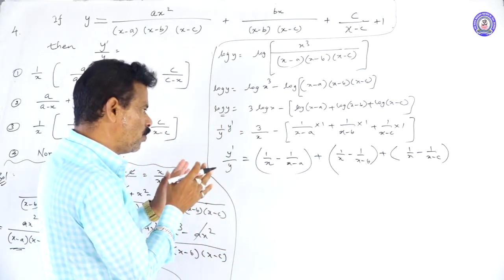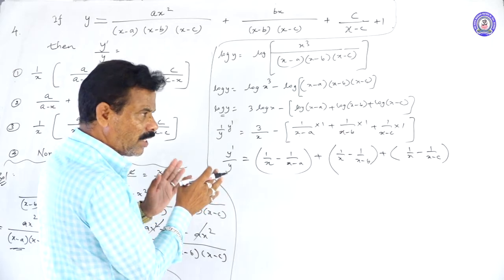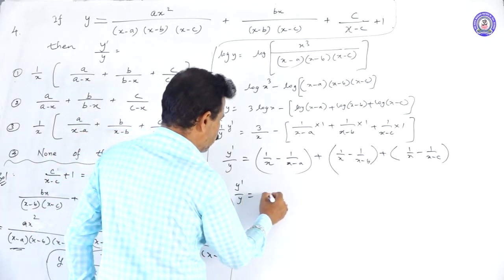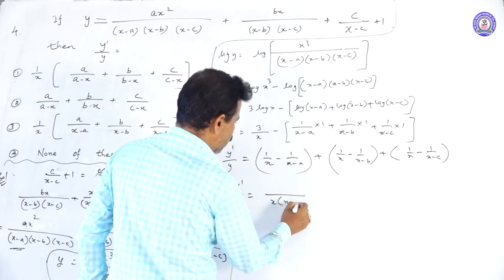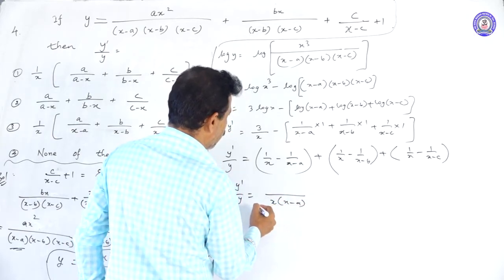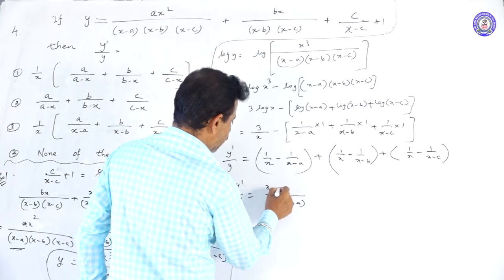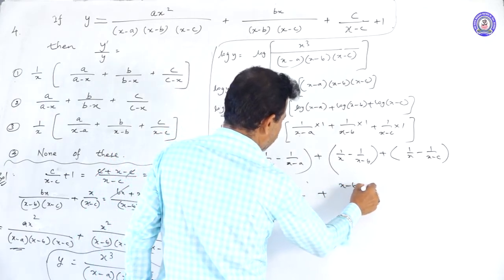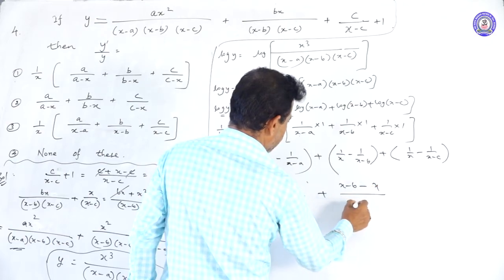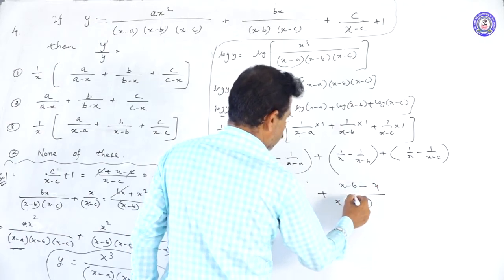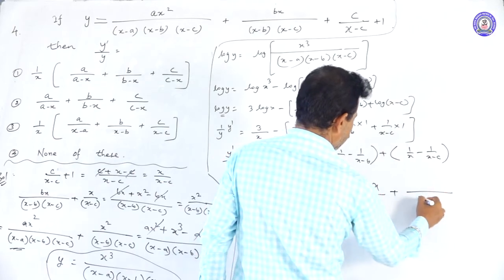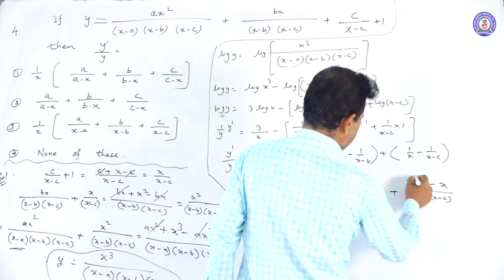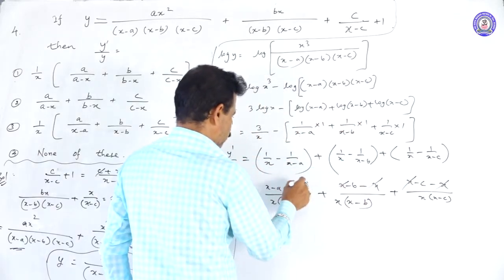So here also we arrange the terms a little. So y dash by y is equal to, here the LCM is x into x minus a, minus x, plus x minus b minus x by x minus b into x, plus x into x minus c. So here x minus c minus x gets cancelled.